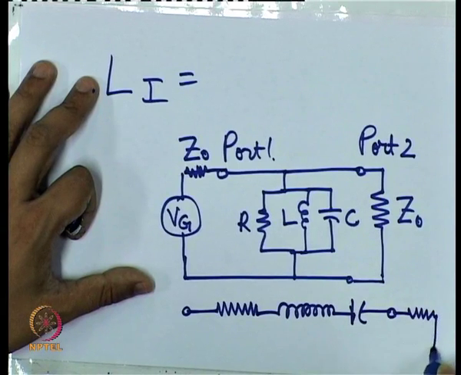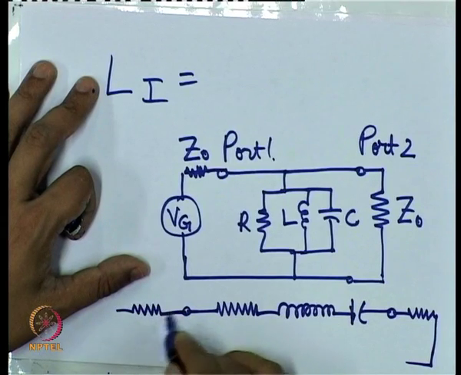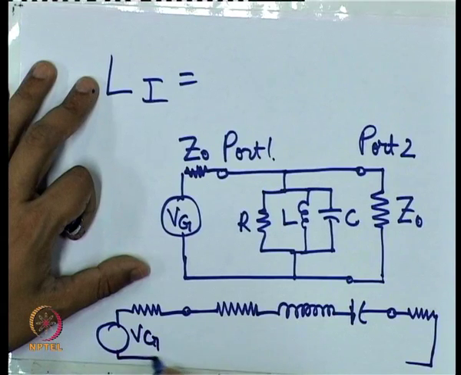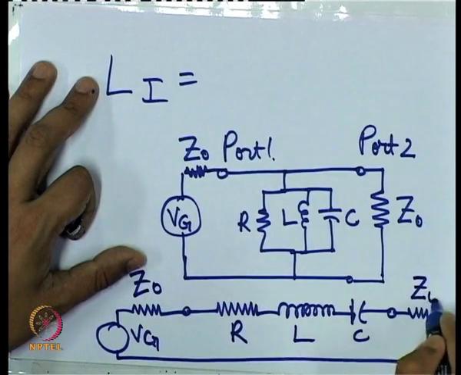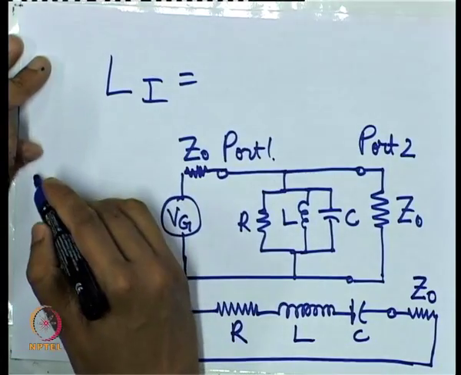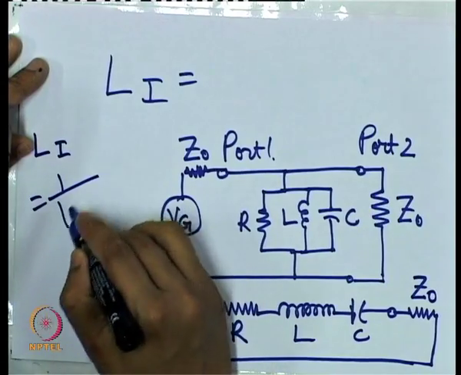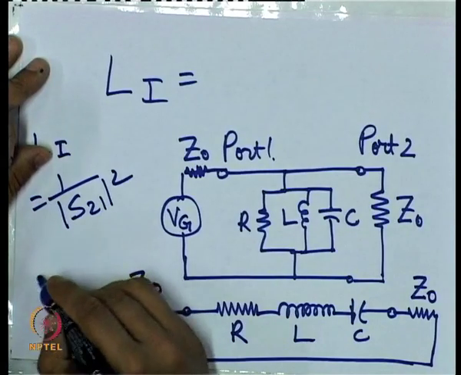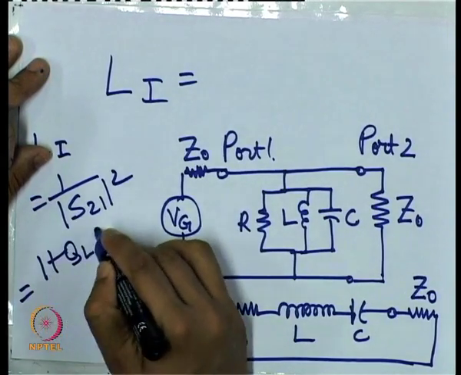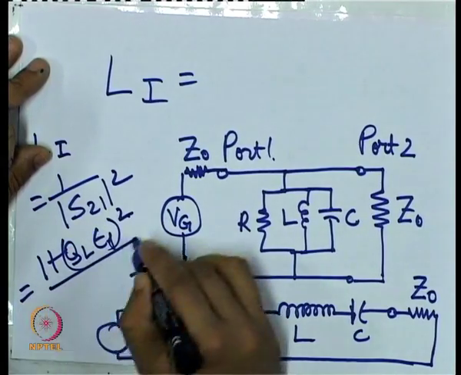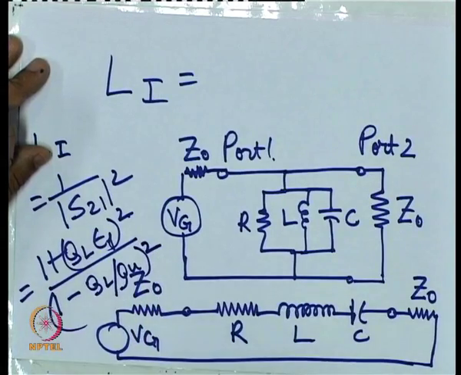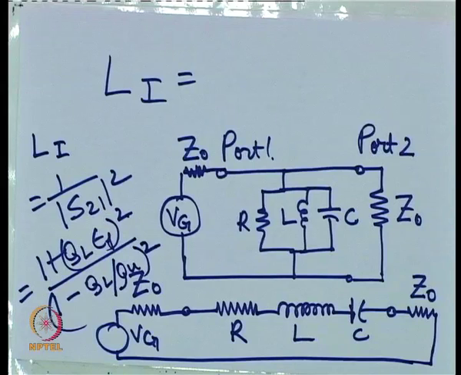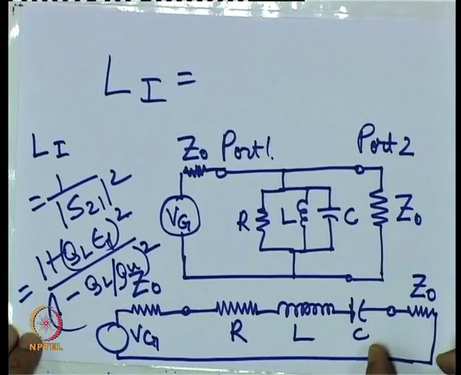So this is the band pass case, of course, because we have either a series resonator in series or a shunt resonator in shunt. It can be shown that the insertion loss Li equal to 1 upon S21 square is given by this formula. The derivation is again shown in our accompanying slides.